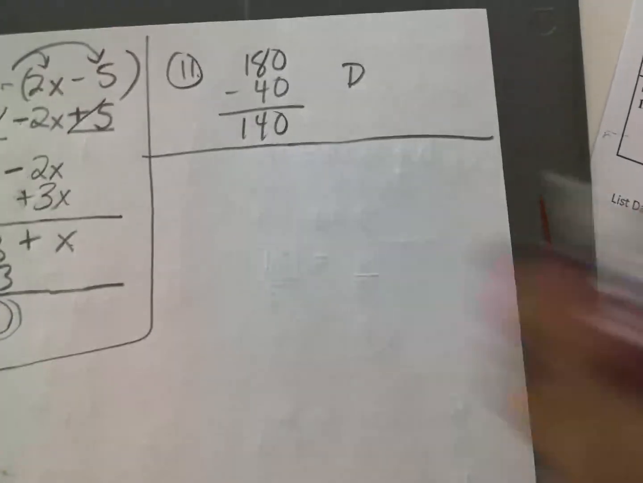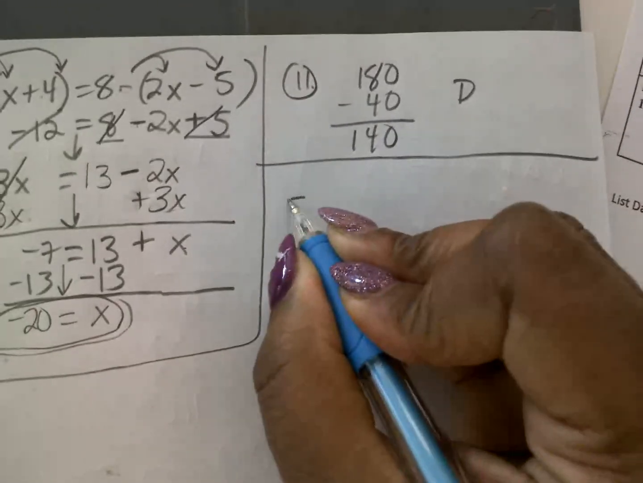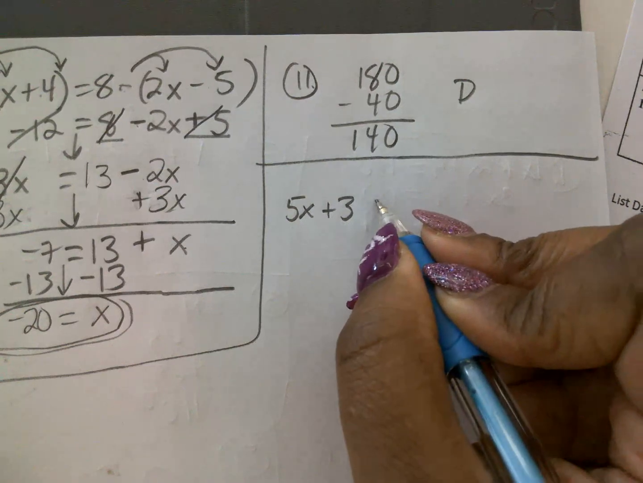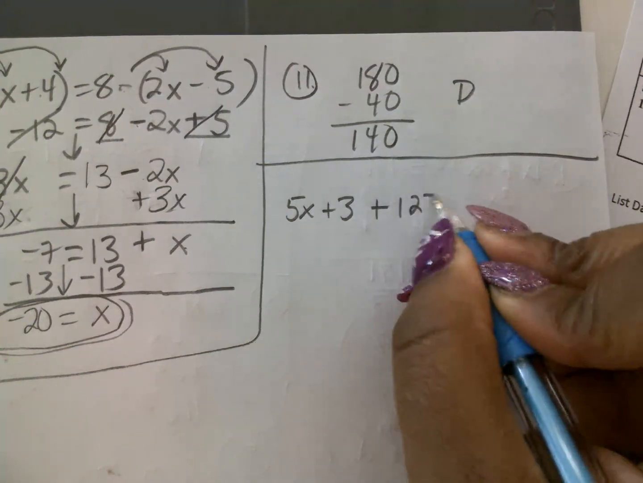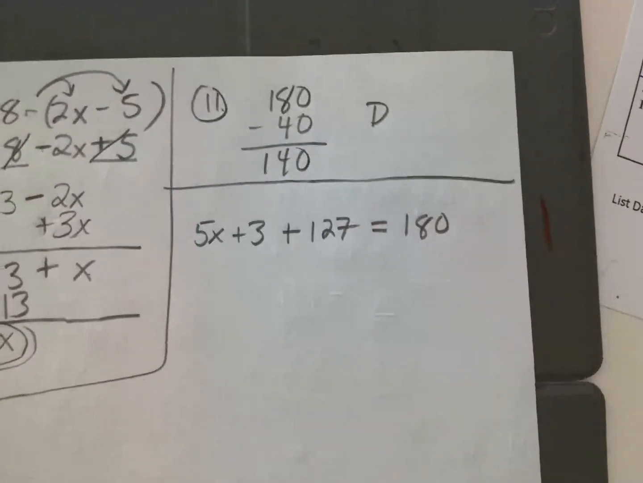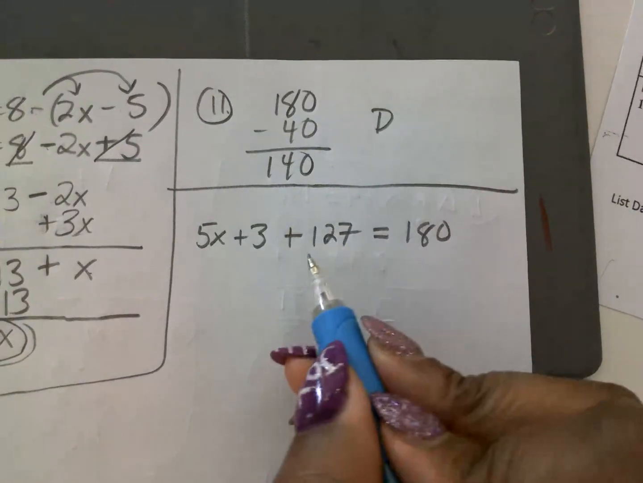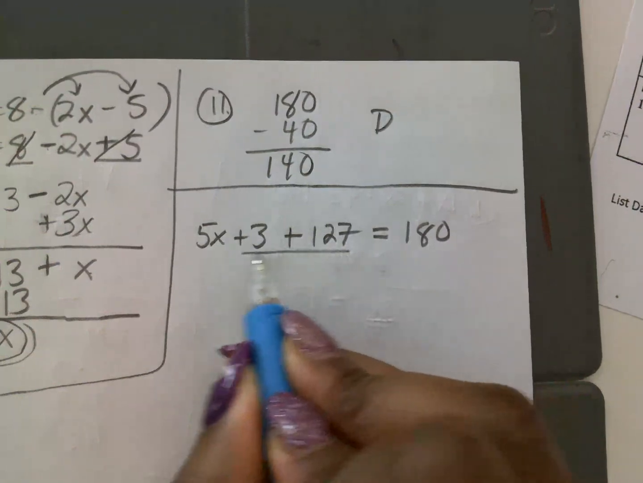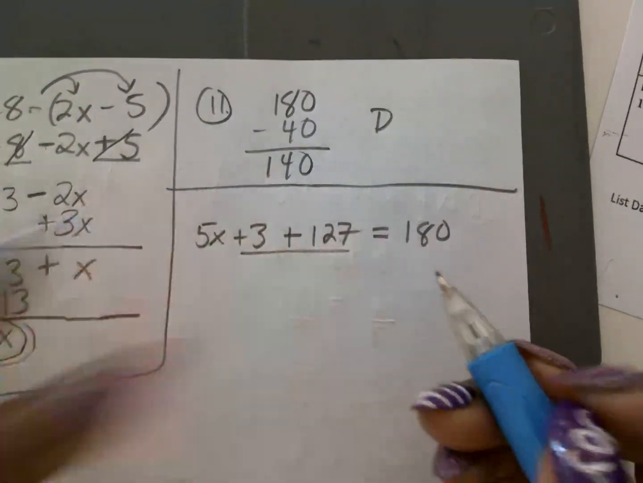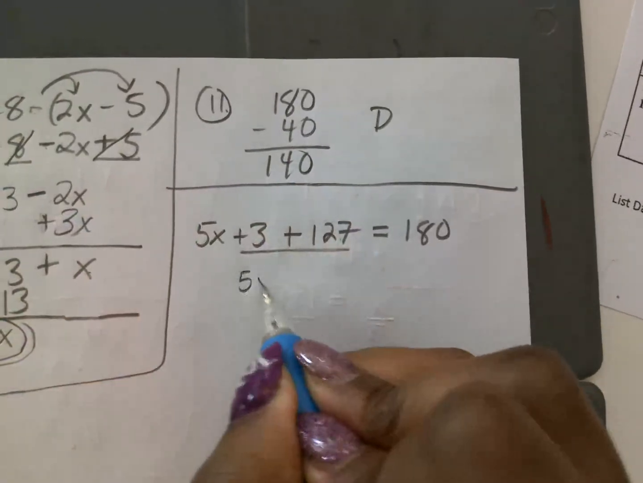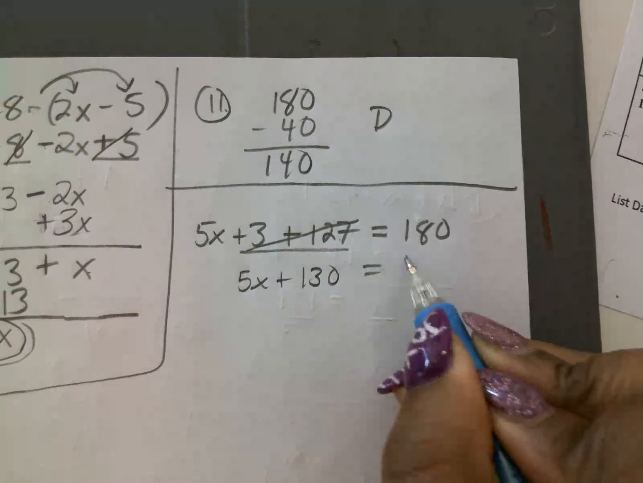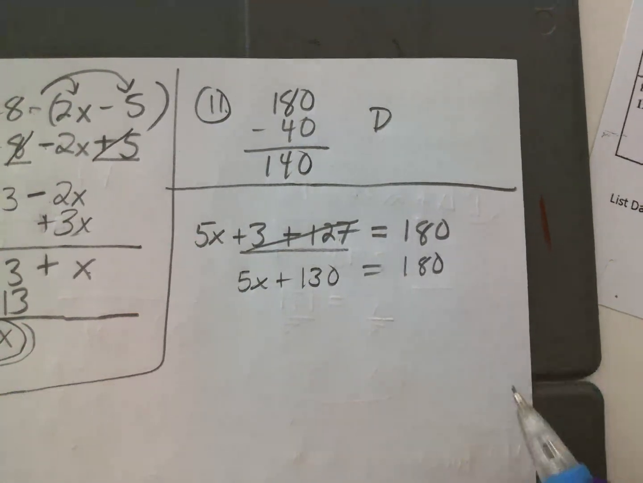The top angle was 5x plus 3, and then plus 127, all equals 180. They are supplementary. Same side exterior, supplementary. Combine like terms, so we're going to combine these two together. 127, 28, 29, 30. So we get 5x plus 130. We're going to bring that down.